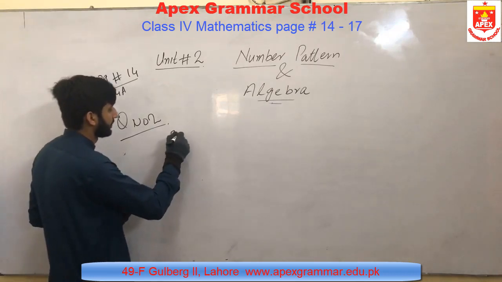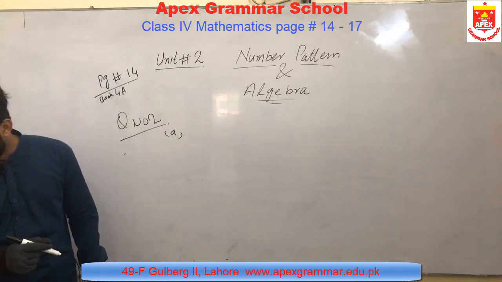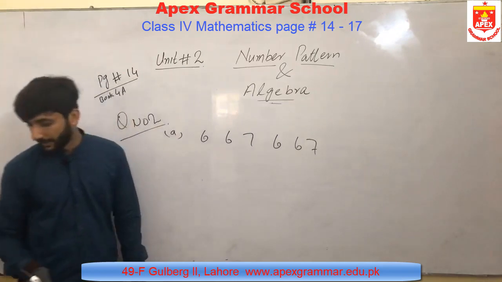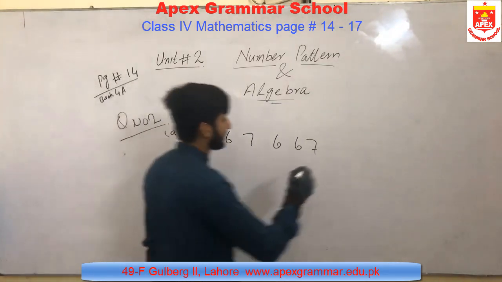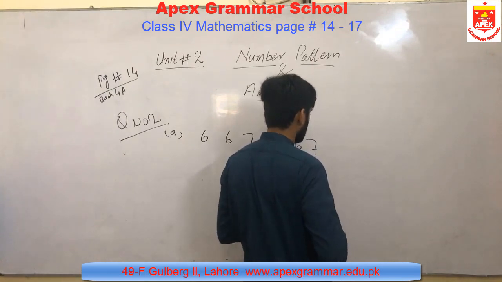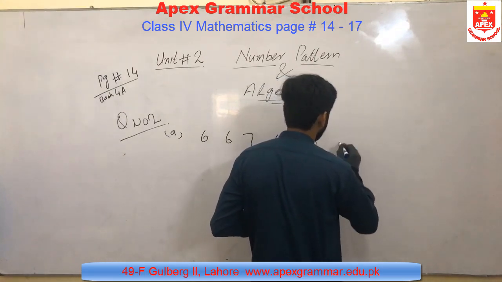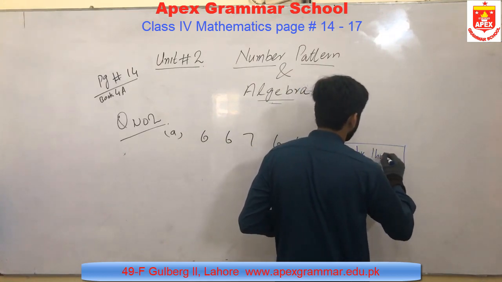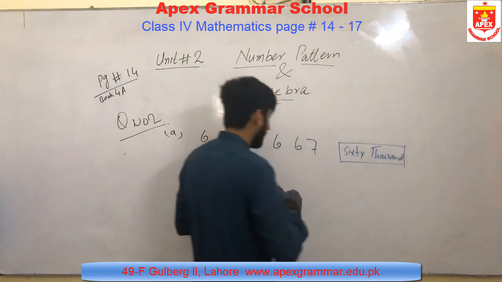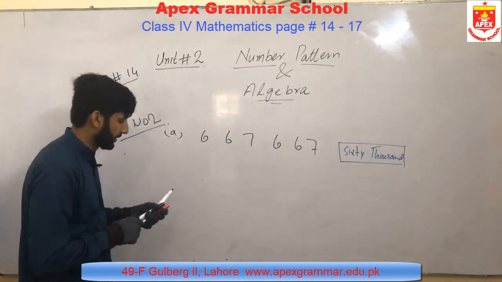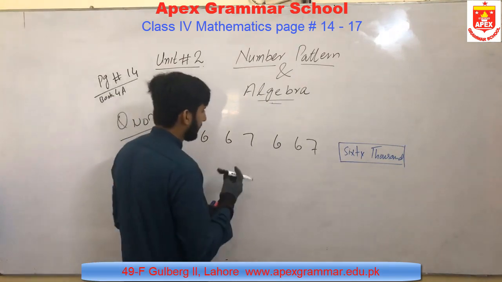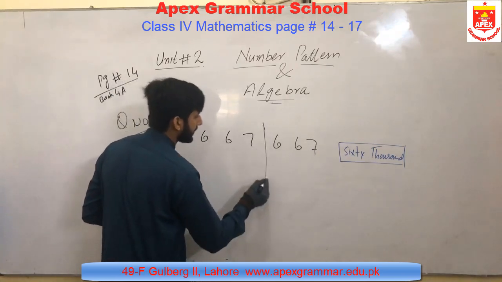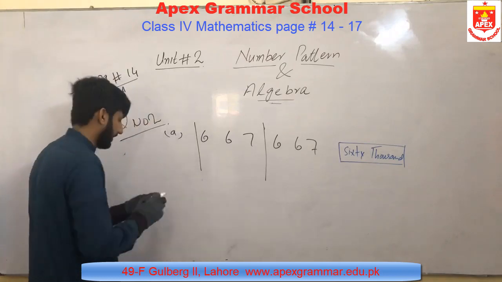A part, the number is 667, and the number written in the next block is 60,000. I have to find out the position of the 60,000 digit. First of all, I will make columns of 3, 3. From extreme right side, I will start and leave 3 digits, then make a line, then make 3 digits and make a line.